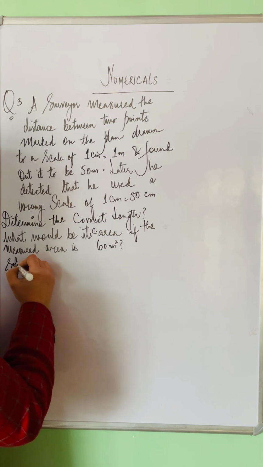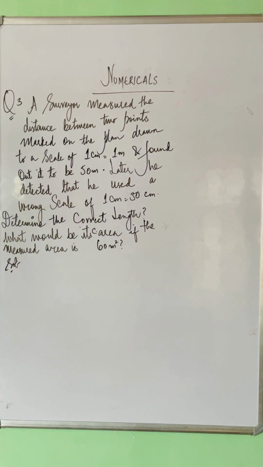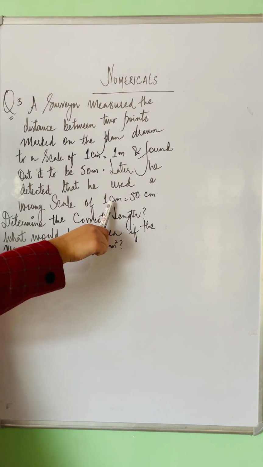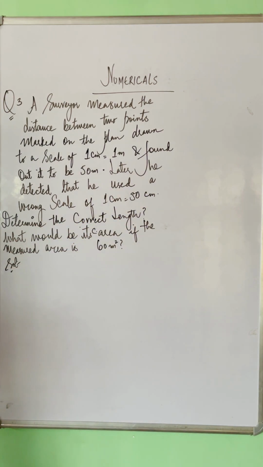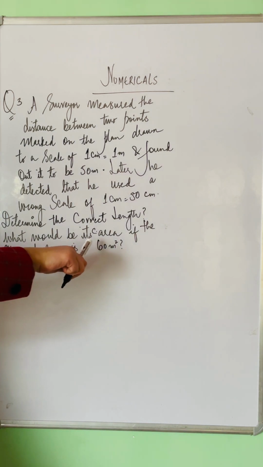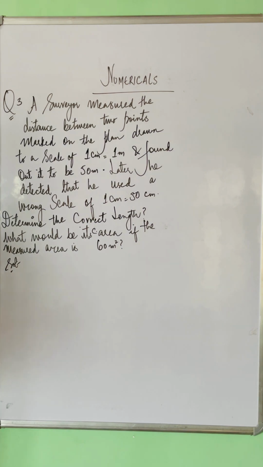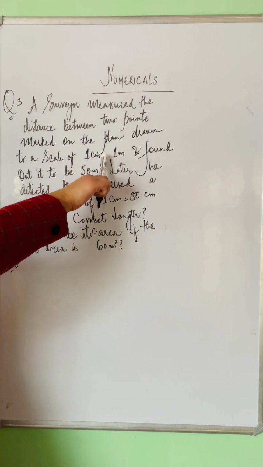So the question is, a surveyor measured the distance between 2 points marked on the plan drawn to a scale of 1 centimeter is equal to 1 meter and found out it to be 50 meters. Later, he detected that he used a wrong scale of 1 centimeter is equal to 50 centimeters. We have to determine the correct length and the correct area if the measured area is 60 meter square.